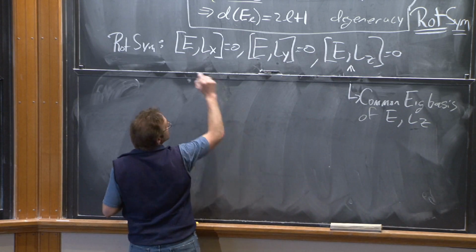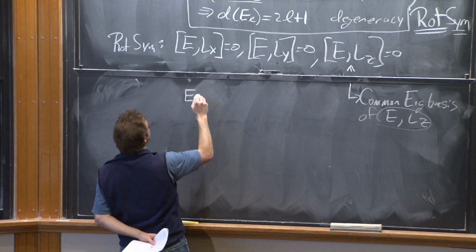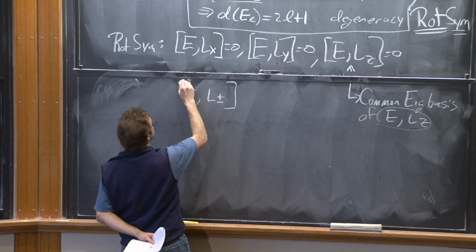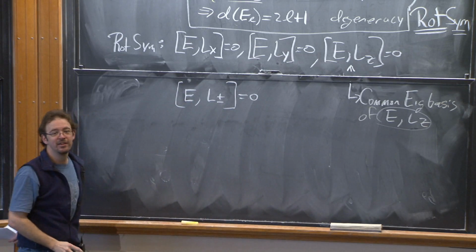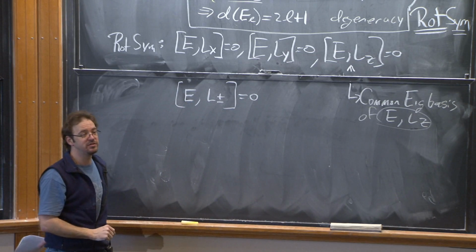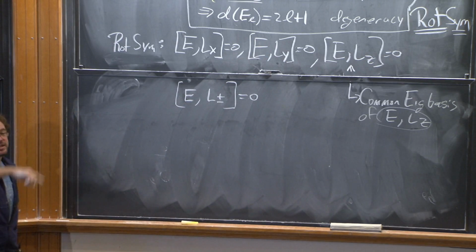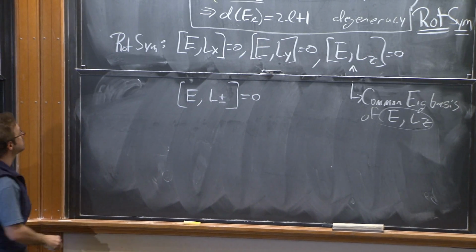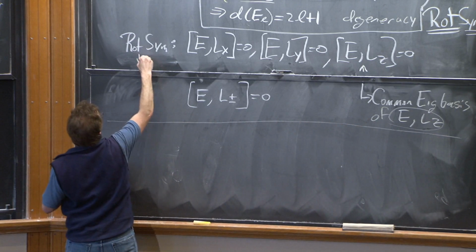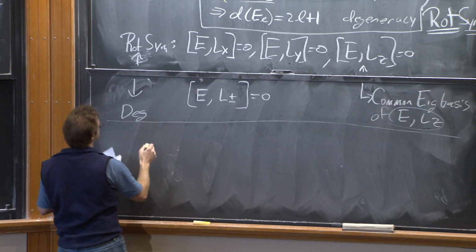But notice, once I've chosen a common eigenbasis of E and Lz, what do these two commutators tell me? These two commutators tell me that E commutes with Lx plus i Ly and Lx minus i Ly, L plus minus. So this tells you that if you have an eigenfunction of E and you act with a raising operator, you get another eigenfunction of E. And thus we get our 2L plus 1 degeneracy because we can walk up and down the tower using L plus and L minus. Cool? So this is a nice example that when you have a symmetry, you get a degeneracy, and vice versa.